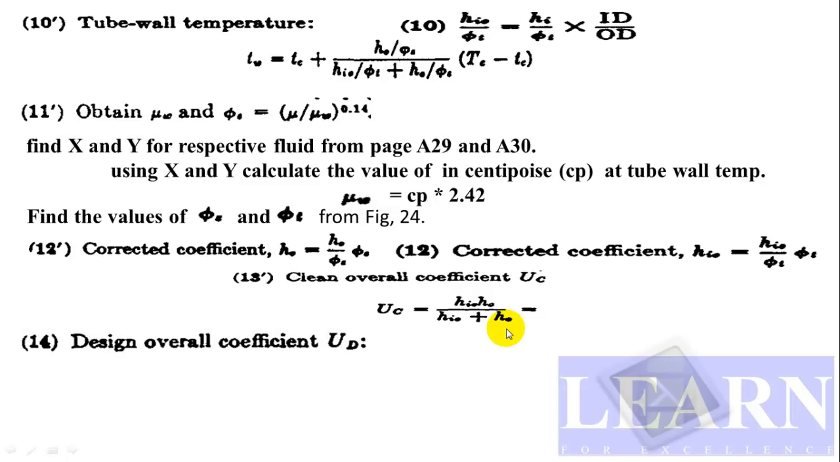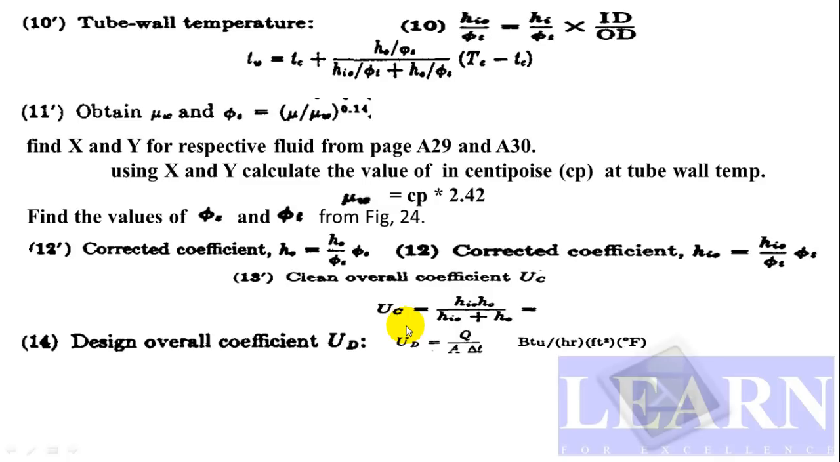Then we calculate the design overall coefficient, UD. UD is equal to Q by A delta T. Q is common for both, so there is nothing different here. The design overall coefficient will be only a single value. At the last steps, 13, 14 and 15 will have a single value, with no difference between shell side and tube side. It's a common value, Q divided by A delta T, where delta T is the corrected, or true, temperature difference.